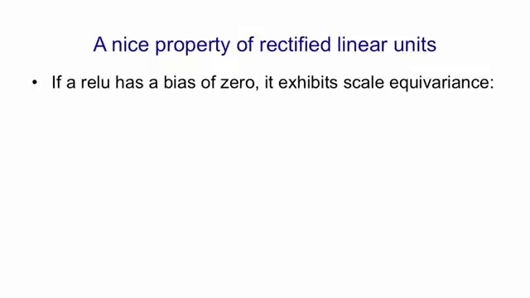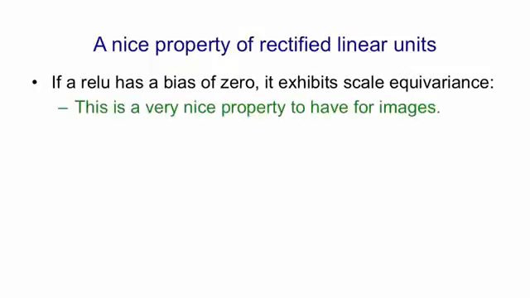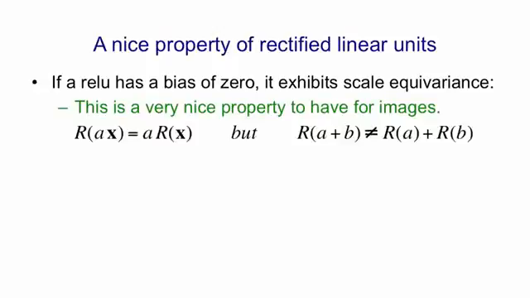One nice property of rectified linear units is that if they have a bias of 0, they exhibit scale equivariance. This is a very nice property to have for images. What scale equivariance means is that if you take an image x and you multiply all the pixel intensities by a scalar, A, then the representation of AX in the rectified linear units will be just A times the representation of X. In other words, when we scale up all the intensities in the image, we scale up the activities of all the hidden units, but all the ratios stay the same.